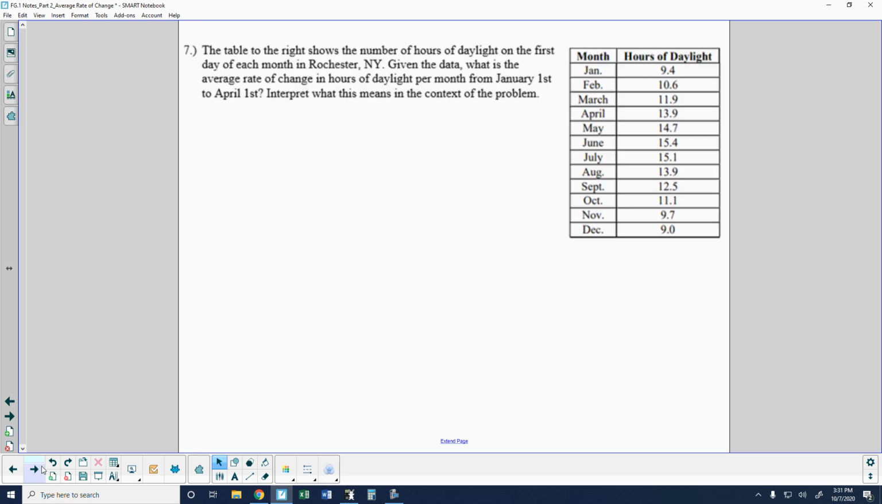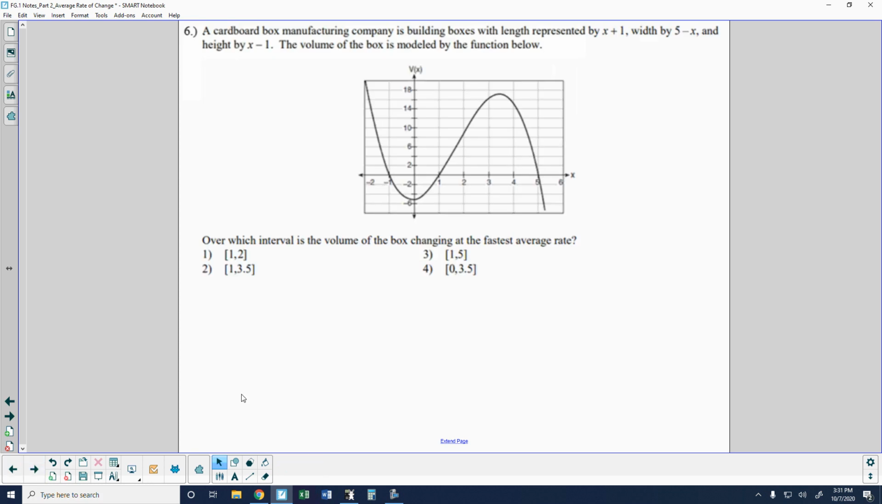Problem 6. In problem 6, it says a cardboard box manufacturing company is building boxes with length represented by x plus 1, width by 5 minus x, and height by x minus 1. The volume of the box is modeled by the function below. So we don't need to know the function necessarily to answer the question. It says, over which interval is the volume of the box changing at the fastest rate?